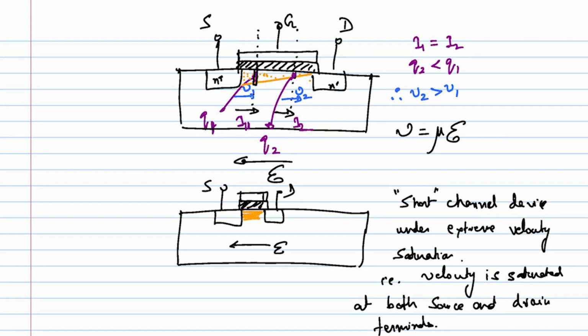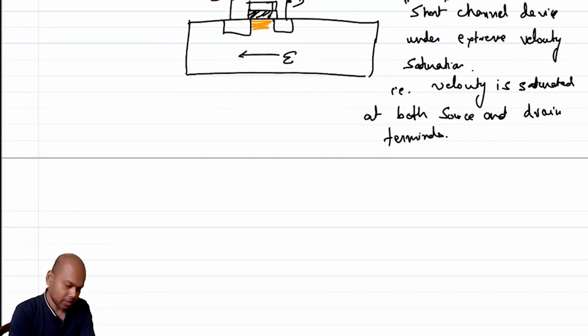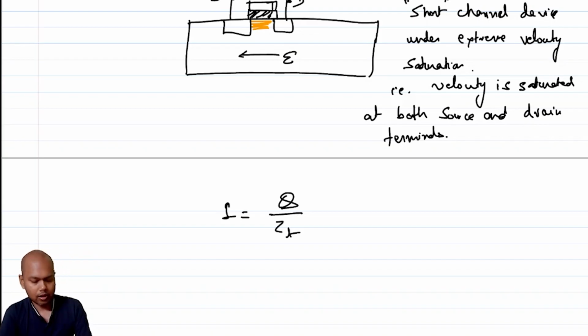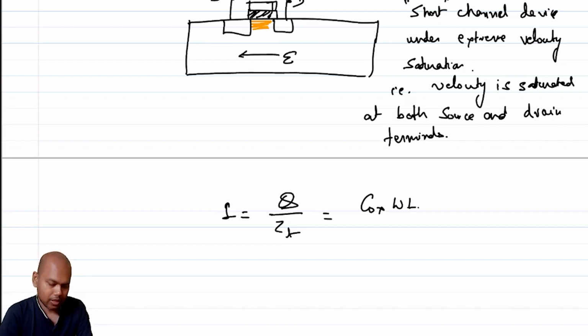So if I use this simplistic model for a short channel device, then what is the drain current? It becomes fairly simple. Drain current is essentially the total charge in the channel divided by the time it takes to traverse from one end to the other. Total charge is nothing but Cox times W times L times the overdrive voltage. Let me write it as VGS minus VT.